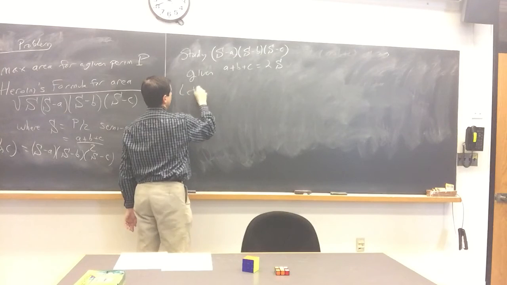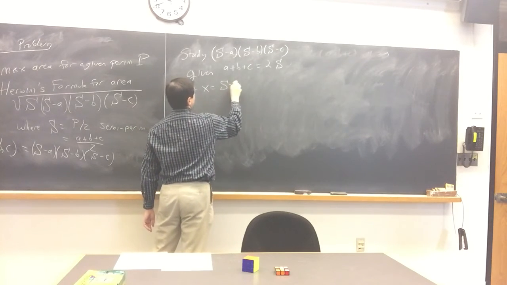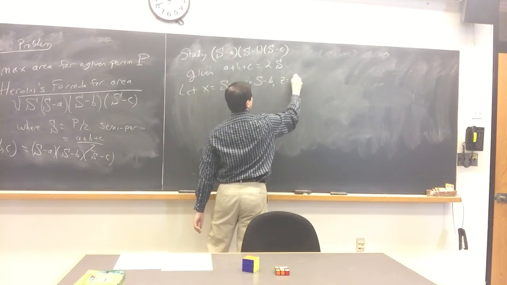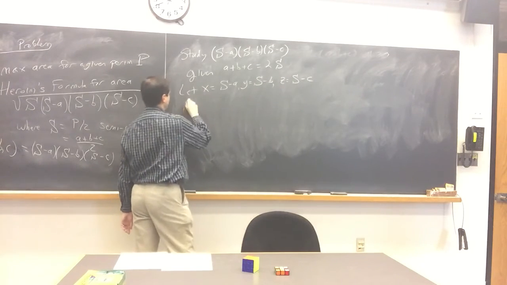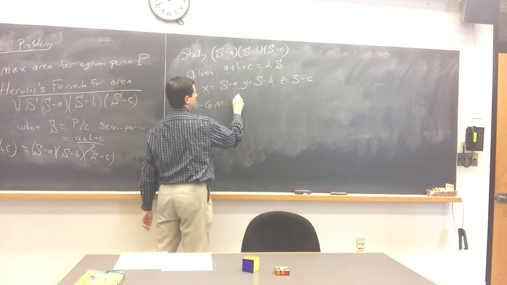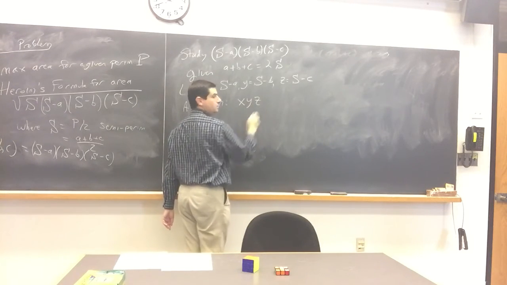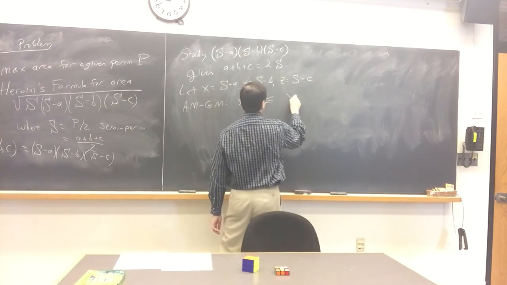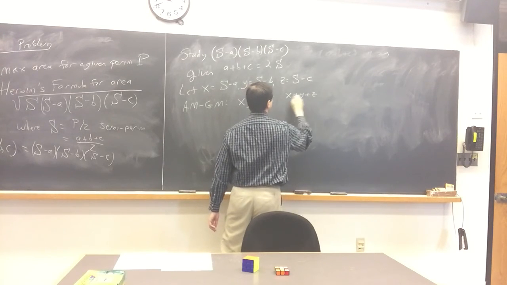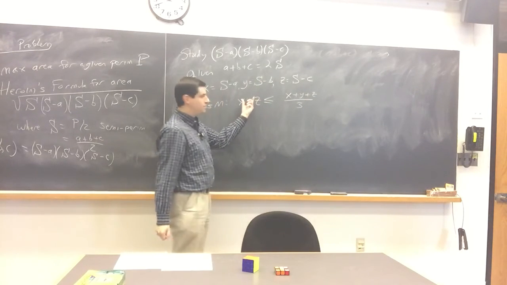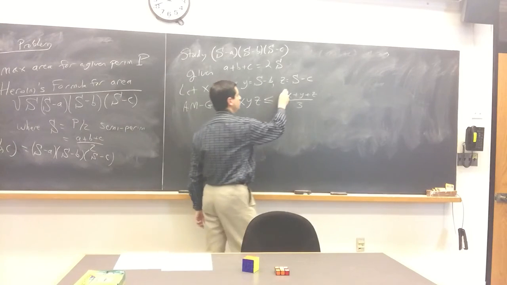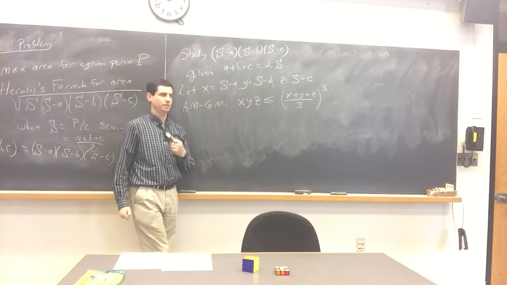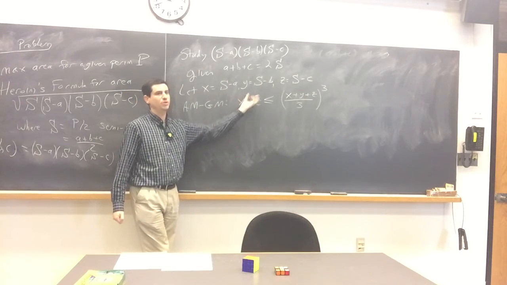So let x equal S minus A, y equal S minus B, z equal S minus C, and then by AMGM, we would get the cube root of xyz is less than or equal to x plus y plus z over 3. Now, I should have the third root of this. So if I just cube this side, that's an okay way to write the AMGM, because I've just taken the cube of both sides, so I've moved the 1/3 over.